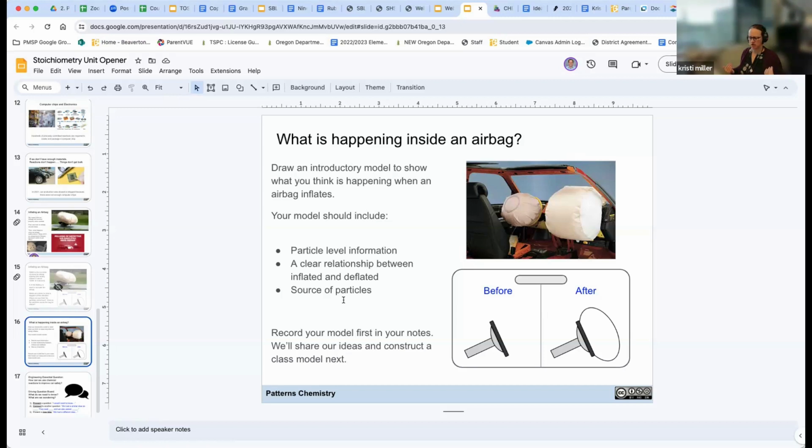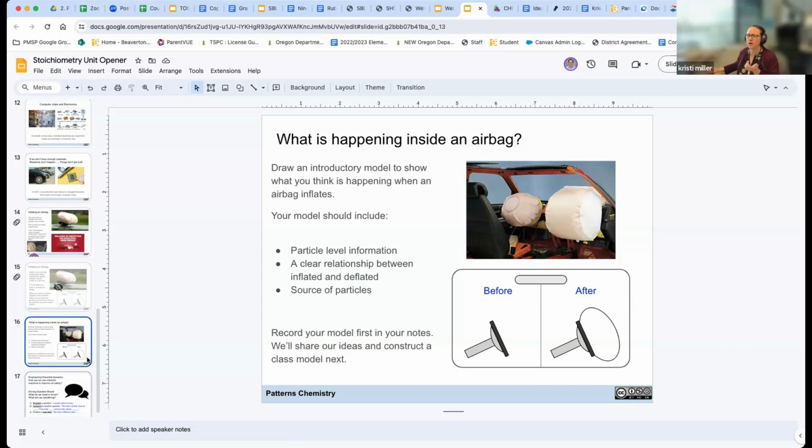Students might be thinking, I have literally no idea where this is coming from. Totally fine, right? You may not have any idea. Just put some ideas together. What might be happening? We want to have a starting place to build from as we learn information, and then we come back to our model, we adjust it, we correct it, we add information to it, and we're going to do that all the way through our unit. We're going to sense make as we add information.